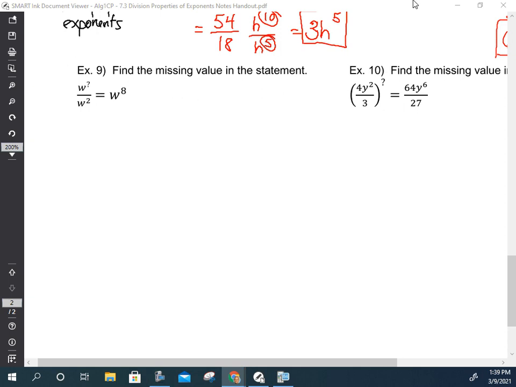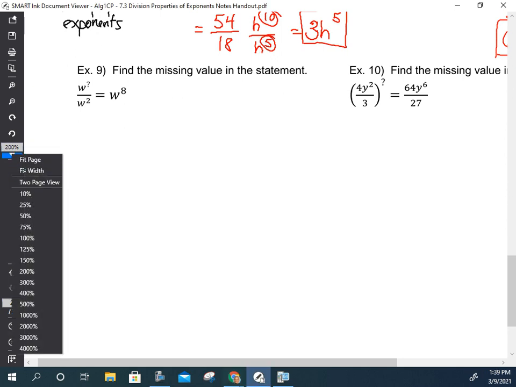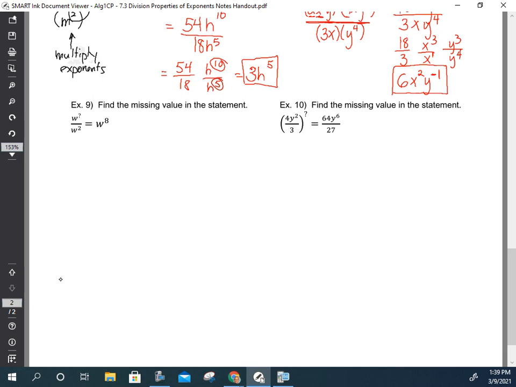Now we're finding missing values. So this is where you truly need to know how to use your properties of exponents to find missing values. For example 9, you have w to the question mark power over w squared equals w to the 8th power. So this is a direct application of the fact that if you're dividing two things with the same base, then you subtract the exponents.